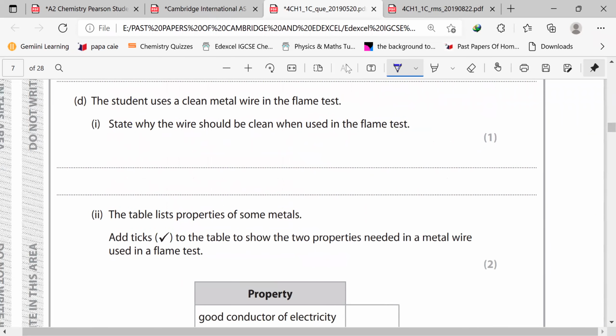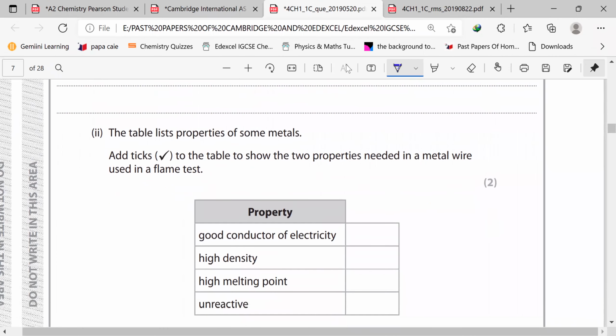Next point. The student uses a flame reservoir in the flame test. State why the water should be clean when used in the flame test. That would be because the impurities in the water would interfere with the flame test and produce other colors. So any impurity or any other ion present can interfere and change the color, and can show a different color or give color as well, right?